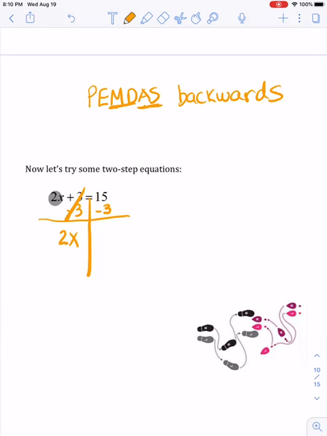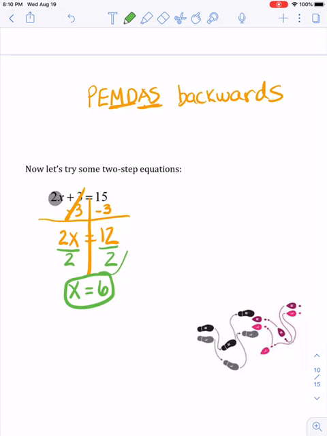Plus 3 minus 3, those cancel, which is great. That's gone. That's what I want. Is equal to 15 minus 3, which is 12. Now it's just like a one-step equation. So I know to undo multiplication, I do division. So I get x is equal to 6.